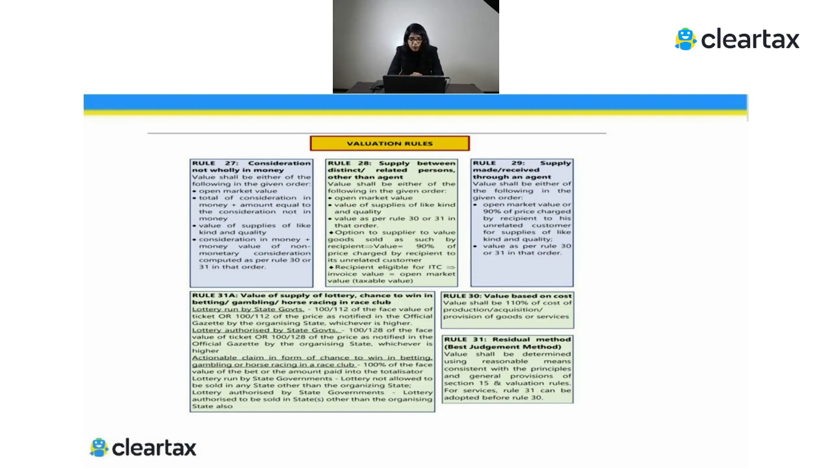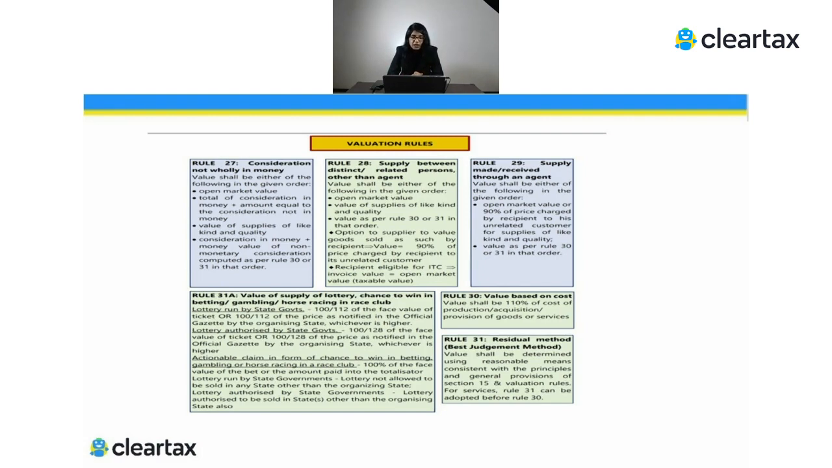Now I will talk about rule number 30, which talks about value based on cost. It's really simple. It says whatever the cost price you have for this particular product, you have to just take 110% of this, and that will become your transaction value. So that is the value of supply of that particular goods, or maybe services too.